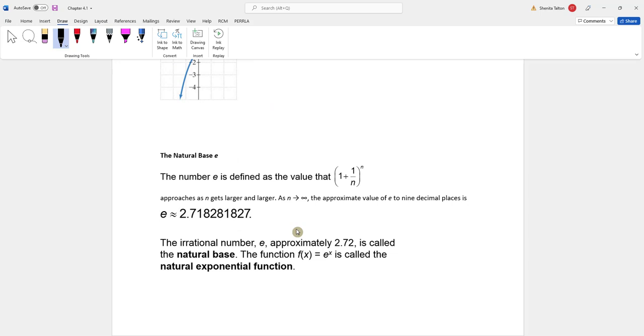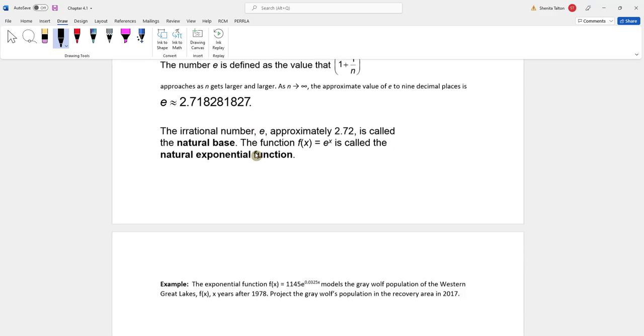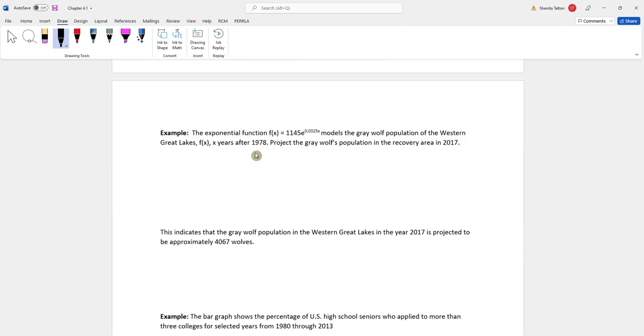All right, so now we're going to talk about the natural base e. The number e is defined as the value that 1 plus 1 over n to the nth power approaches as n gets larger and larger. So as n goes to infinity, the approximate value of e to 9 decimal places is approximately 2.718281827. Okay, we usually just round it to 2.72. You also have an e button on your calculator, so you don't have to worry about typing in this long number.